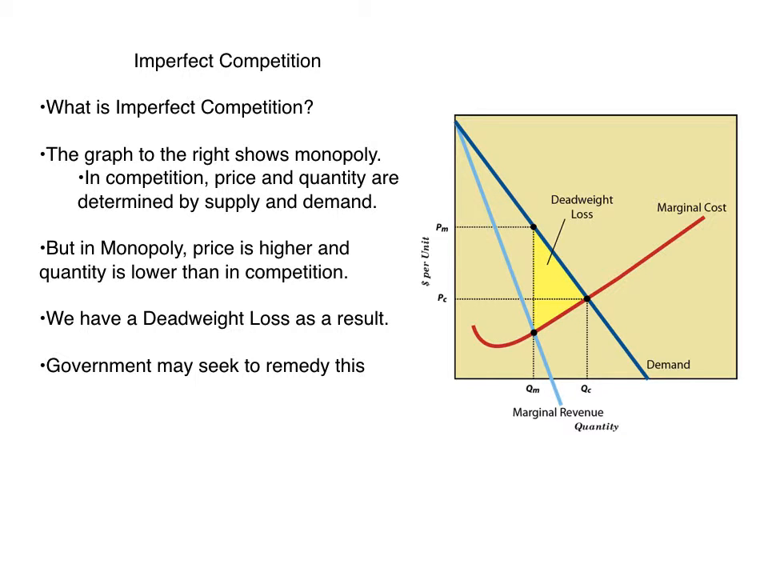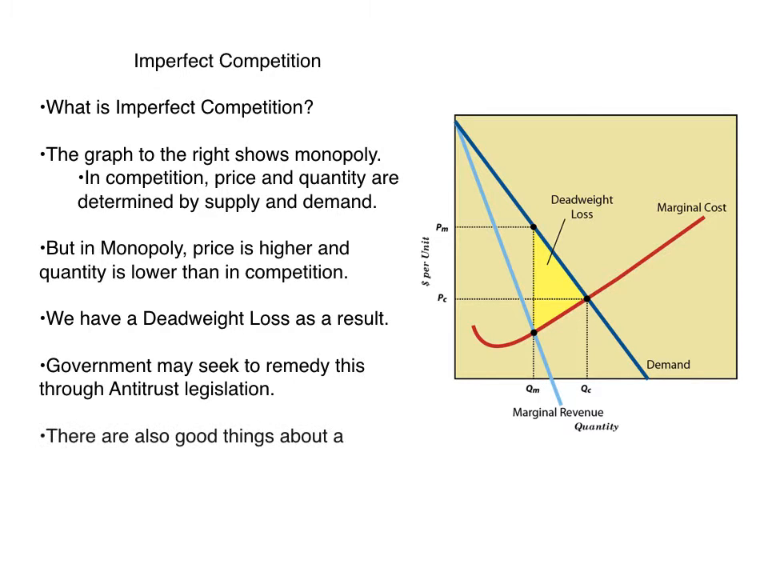Now, government may seek to remedy this imperfect competition situation through antitrust legislation. And antitrust legislation, as I talked about in my microeconomics course, can either break up the monopoly or have the government take over the monopoly. But in some way, the government would get involved and generally would sue the monopoly because it's causing undue harm to society.